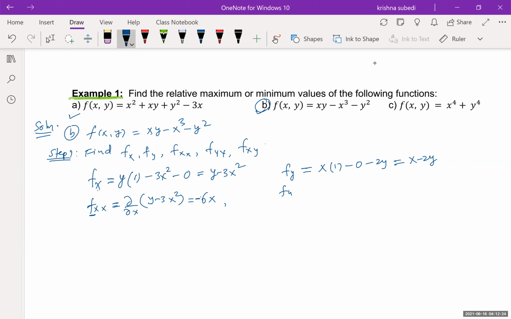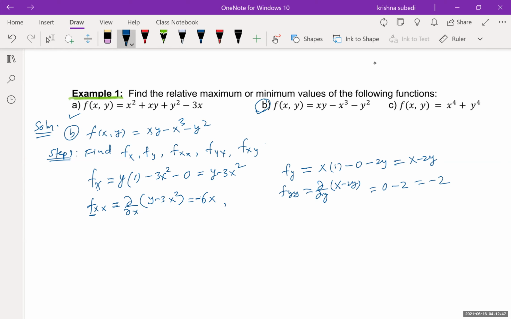And let us calculate the second order partial derivative with respect to y. That means the derivative of x minus 2y with respect to y. So that's going to give me the derivative of x with respect to y is 0, minus 2. So you can simply write negative 2.